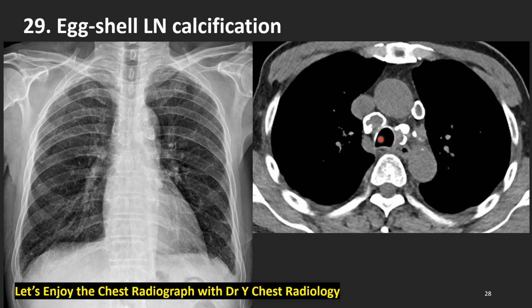When can you see these kinds of eggshell calcifications more? What is the name of other diseases? The names all end with osis: tuberculosis, pneumoconiosis, silicosis, amyloidosis, and sarcoidosis. All show these kinds of eggshell lymph node calcifications.